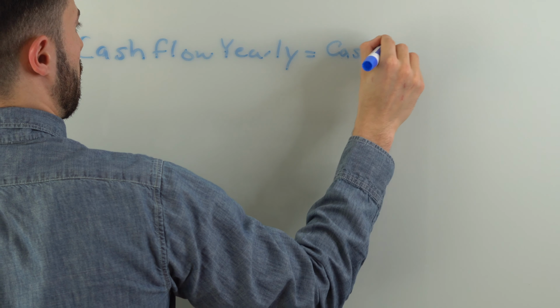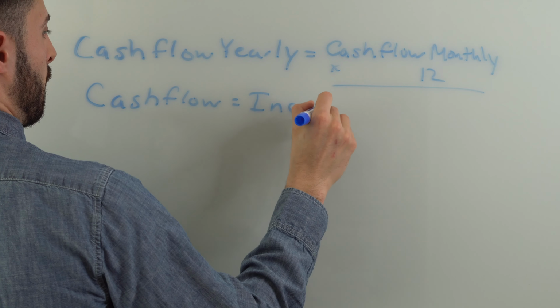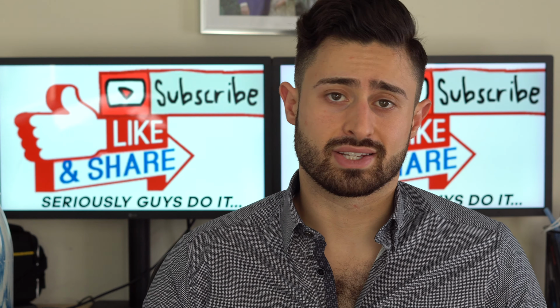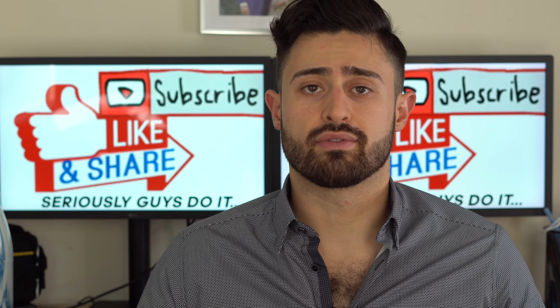So the formula for yearly cash flow is simple. It's monthly cash flow times 12, because there's 12 months in a year. Cash flow monthly is easy too. It's just cash flow monthly equals income minus expenses. So we have income minus expenses. The income is just the rental income. That's all we have on this property.